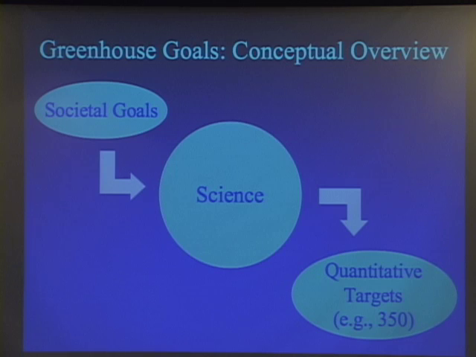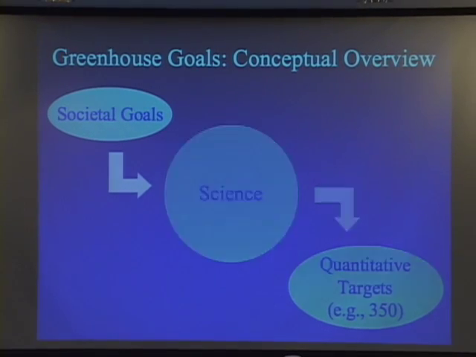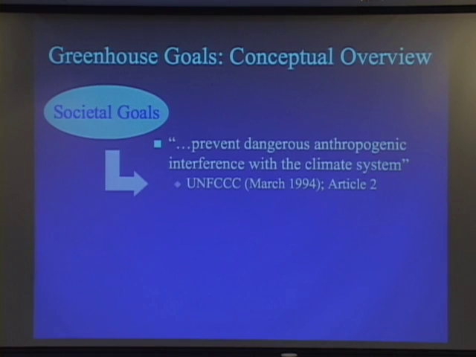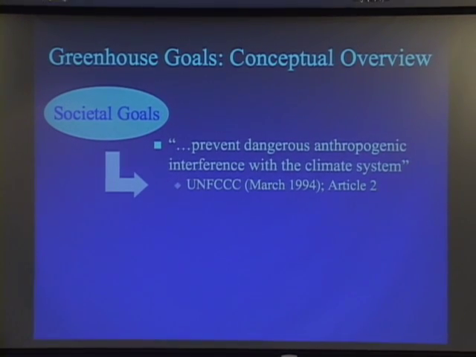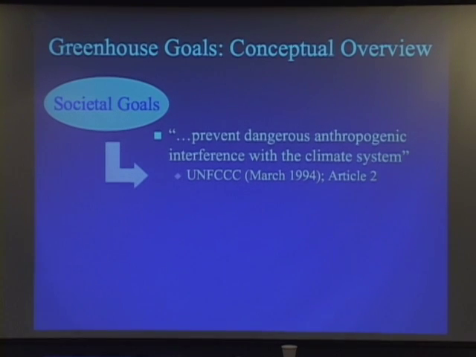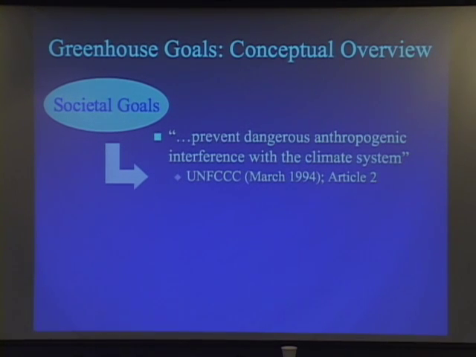We as a society put forth goals. We need science to tell us what numbers we need to achieve to reach those goals. So in the case of climate science, the quantitative goal was laid out when the UN Framework Convention on Climate Change in March 1994, Article 2 says, the goal is to, quote, prevent dangerous anthropogenic interference with the climate system.